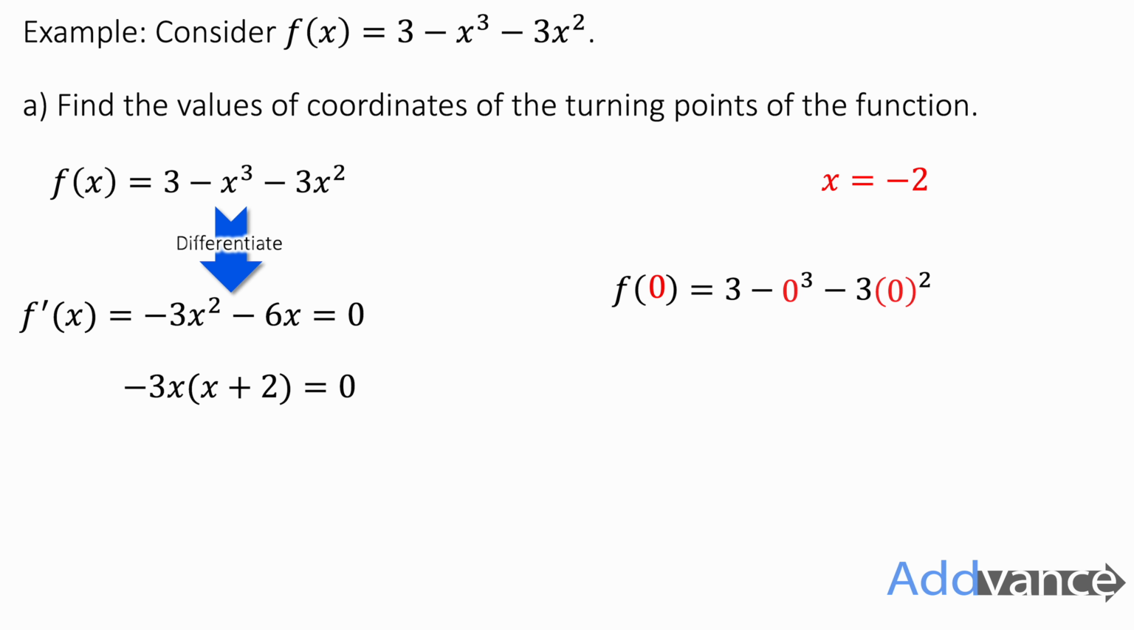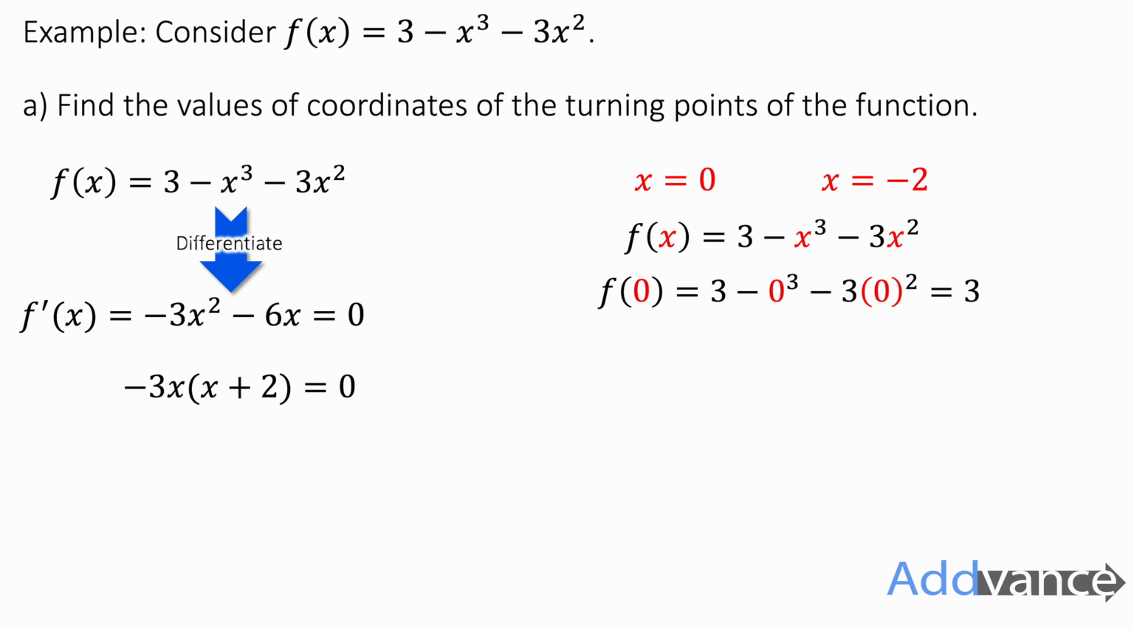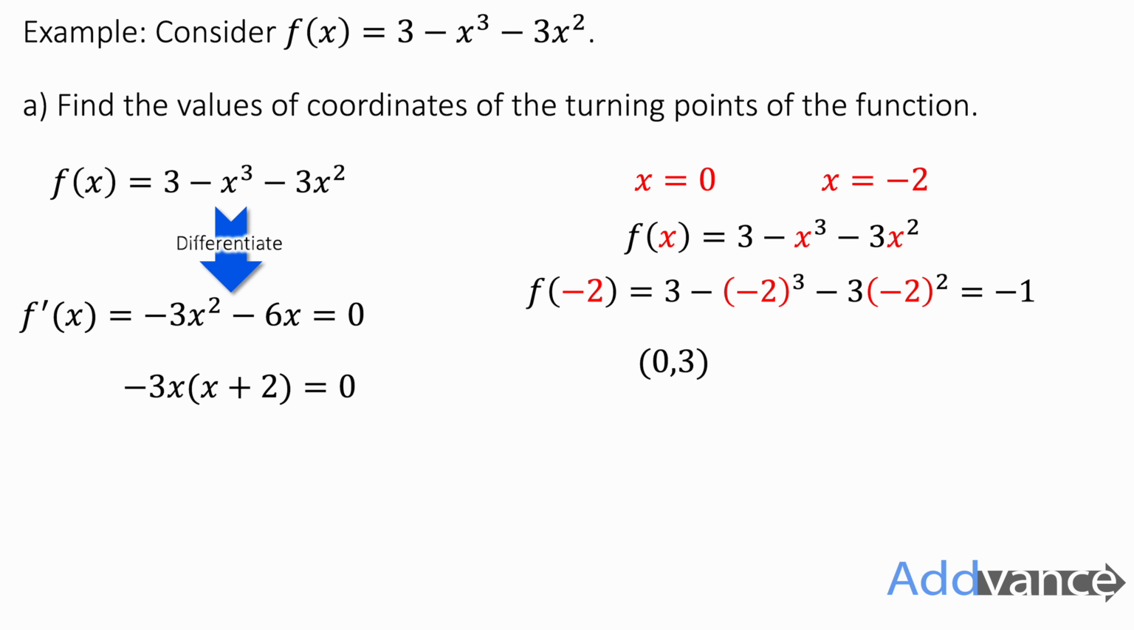We're going to put x equals 0 in, and when we evaluate that, we get 3. So the coordinate is 0, 3. Now we're going to put minus 2 into the function. F of minus 2 looks like this, and this evaluates to minus 1. So the turning point is minus 2, minus 1. And now we've got the two turning points of the cubic equation.